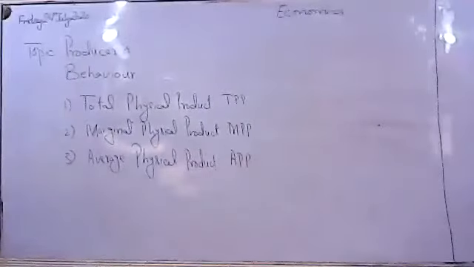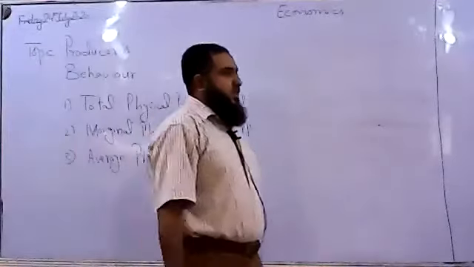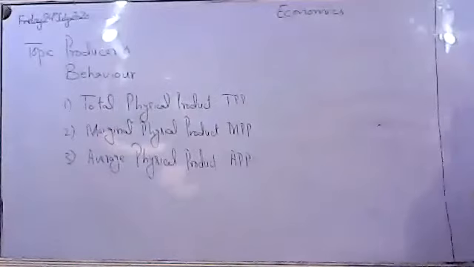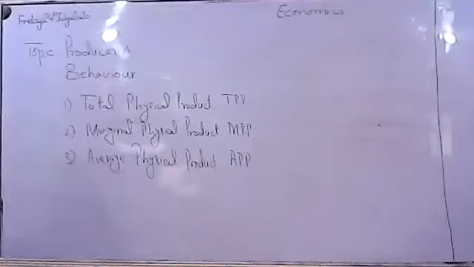Physical means the tangible output is produced. We are not talking about services, we are talking about the tangible output which is produced by the factors of production, that is called the total physical product, marginal physical product, or average physical product. That's why we are using the word physical product.